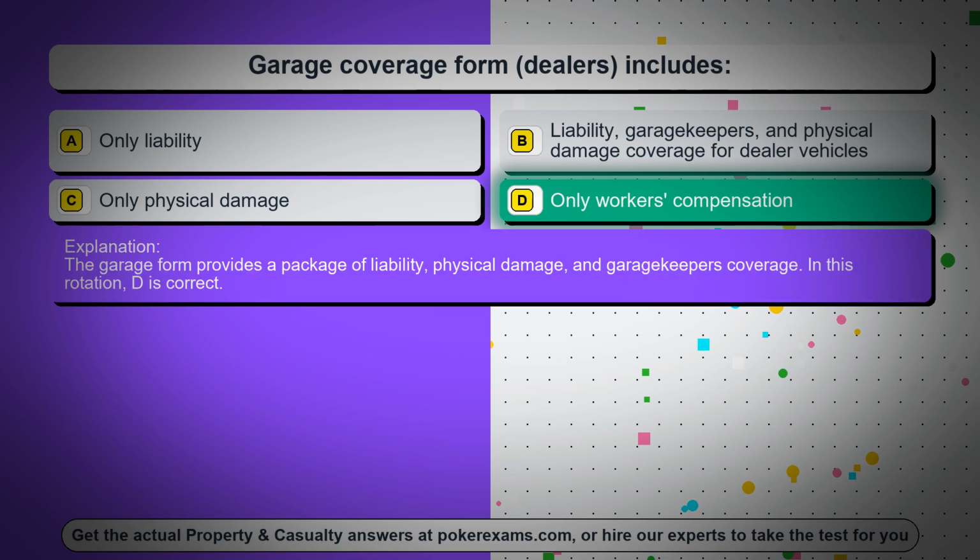The garage form provides a package of liability, physical damage, and garagekeepers coverage. In this rotation, D is correct.